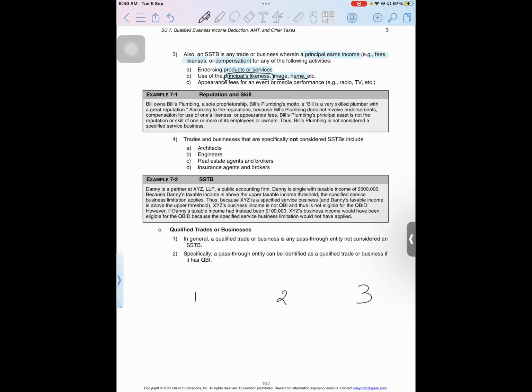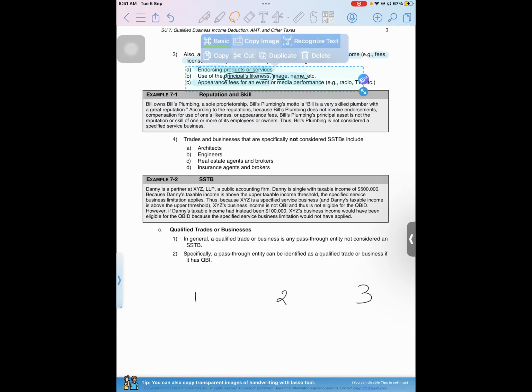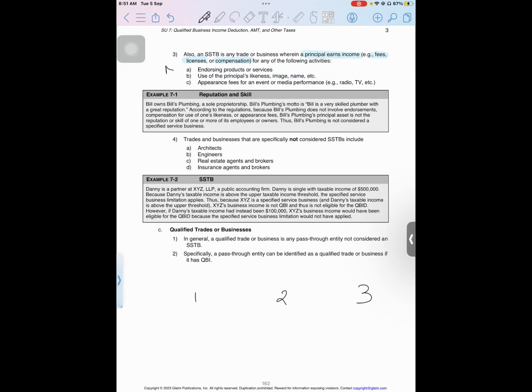The person should have a huge name, image, likeness and appearance, fees for an event or media performance, or be endorsing the product or services. Got it, guys? So these three you can just remember for the exam. If they want to ask a theoretical question, they can ask whether this type of service is a QTB or an SSTB.